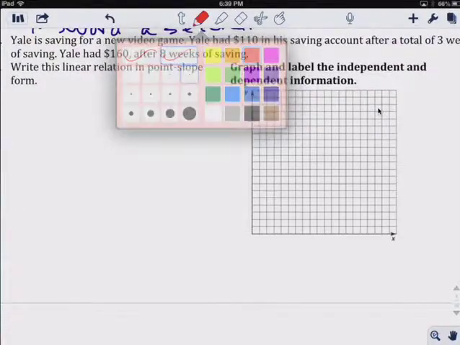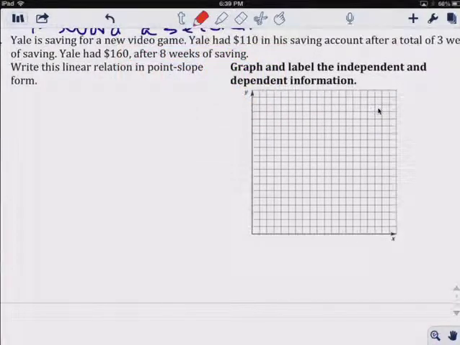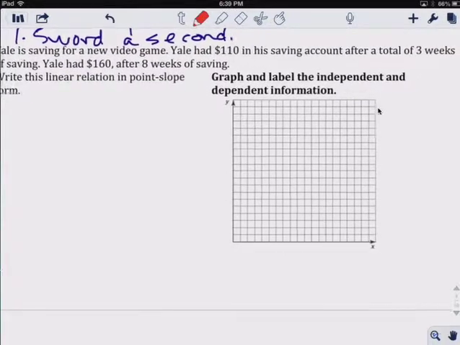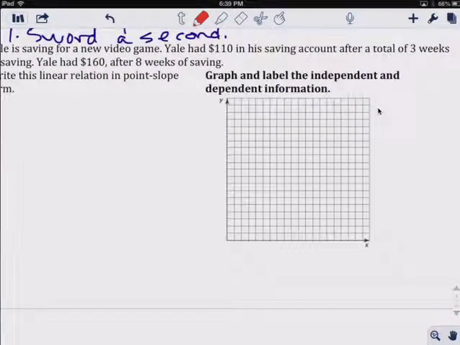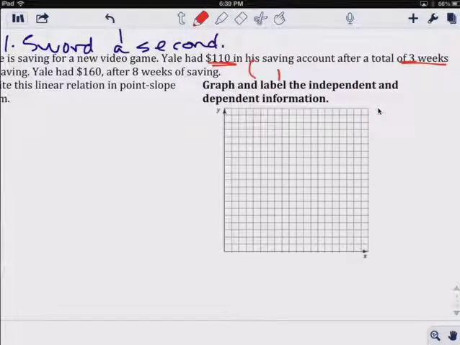Now another way to graph is, anyway, Yale is saving for a new video game. Yale has saved $110 in his savings account after a total of 3 weeks. Now $110, that's dollars. That's always the dependent.